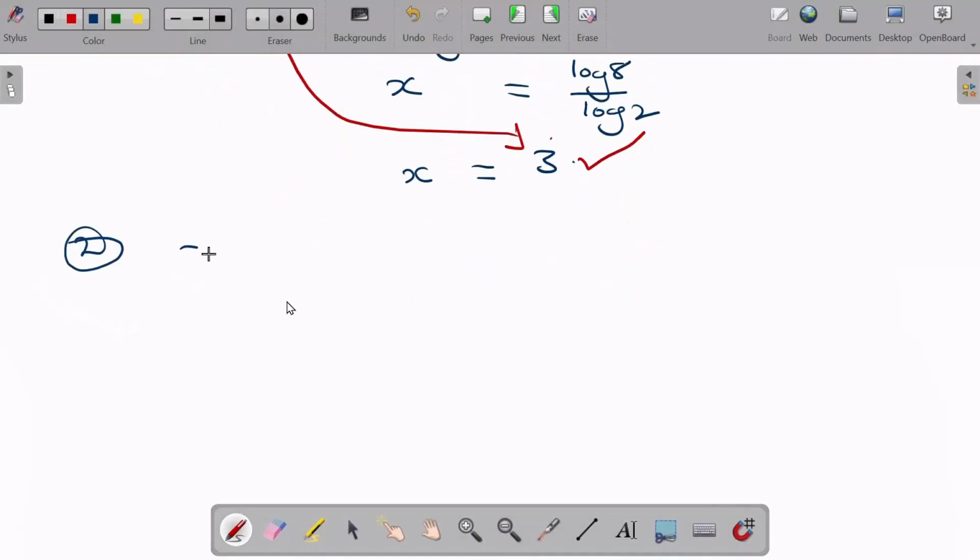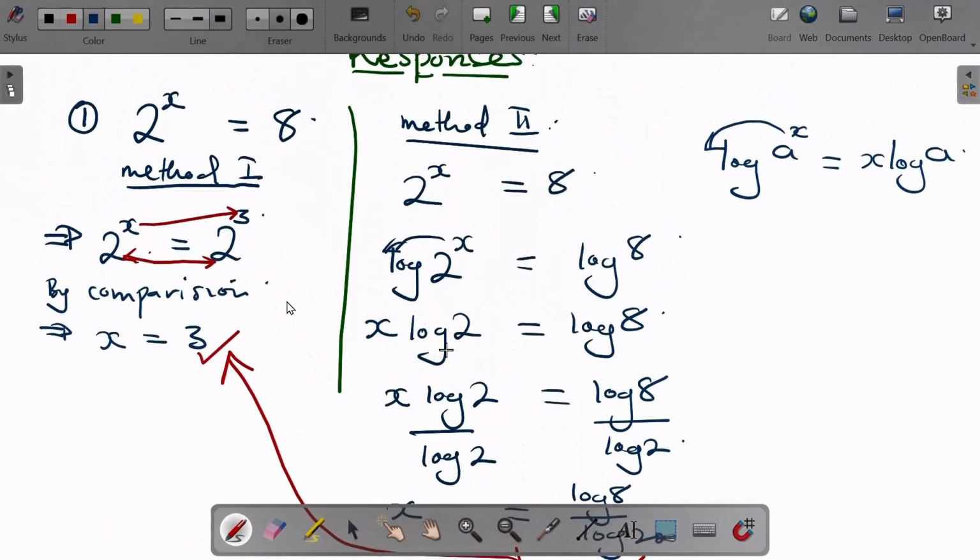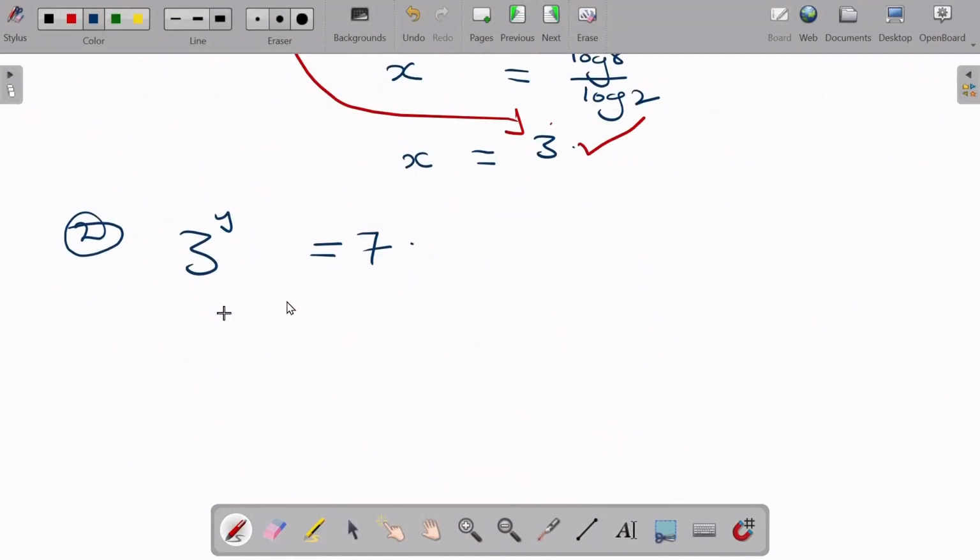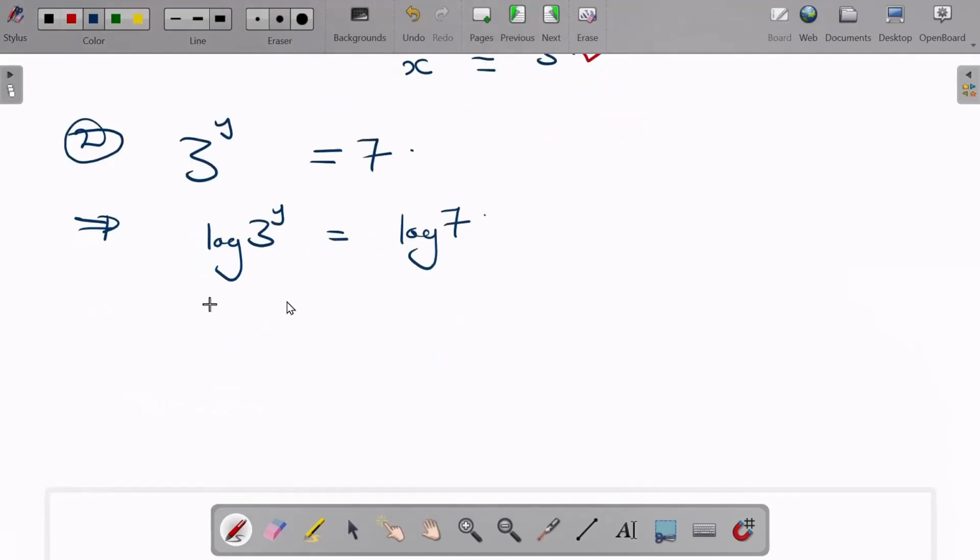Number 2, we have 3 power y equaling 7. Since the bases are not the same, we are going to go through method 2, not method 1. Here method 1 doesn't work. It's only method 2 that will work out for us. So we are going to introduce logarithm of base 10 on both sides, which means we have log 3 power y equaling the log of 7. Just know the base of the logarithm is base 10, because any log without a base is automatically in base 10.